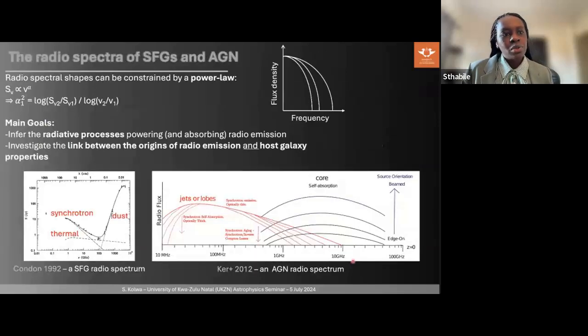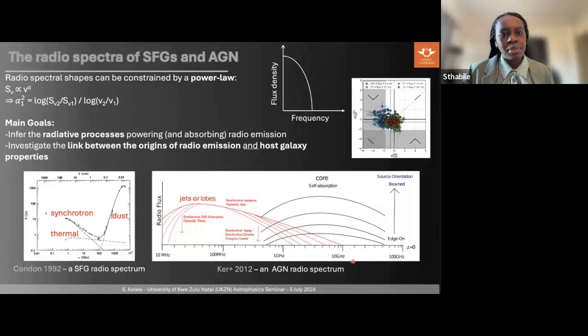This can be very important for studies of radio spectra. We consider spectral index and spectral curvature on star-forming galaxies and AGN. We can infer the radiative processes powering and absorbing the emission, and also understand the link between how the radio emission originates and properties of the host galaxies, using our understanding of processes radiatively taking place within these two types of galaxies. And of course, spectral aging results in spectral steepening, which gives us different spectral shapes.